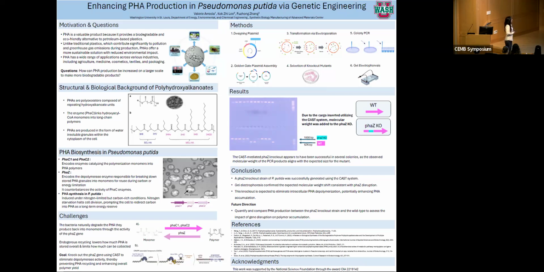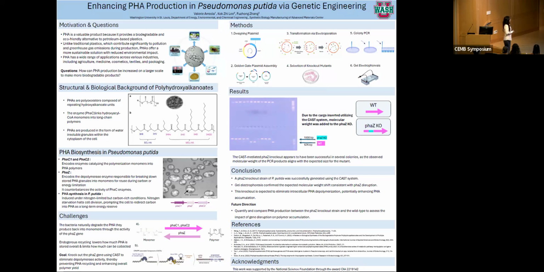In Pseudomonas putida, you have two genes that encode the enzyme for the polymerization of this PHA: PHAC1 and PHAC2, which encode the enzyme that catalyzes the polymerization of the monomers into the polymers. As you can see at the bottom, it goes from monomer to polymer. But then you have another gene, the PHAZ gene, that encodes a depolymerase in this bacterium. It is responsible for breaking down the polymers back into monomers, to reuse in their environment.